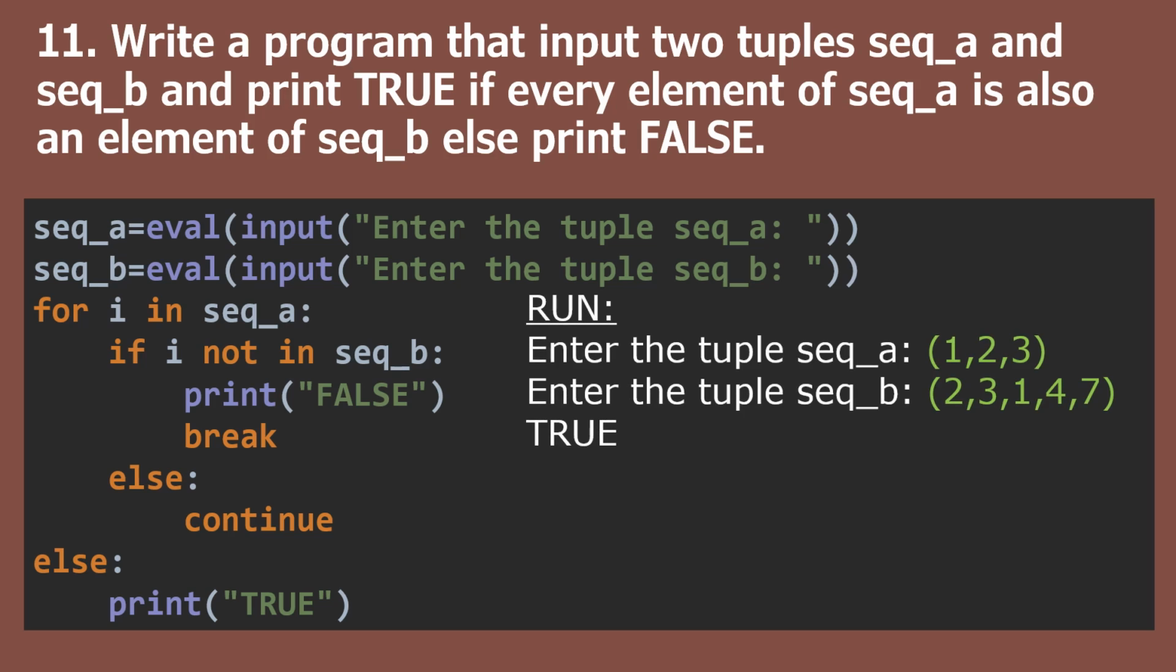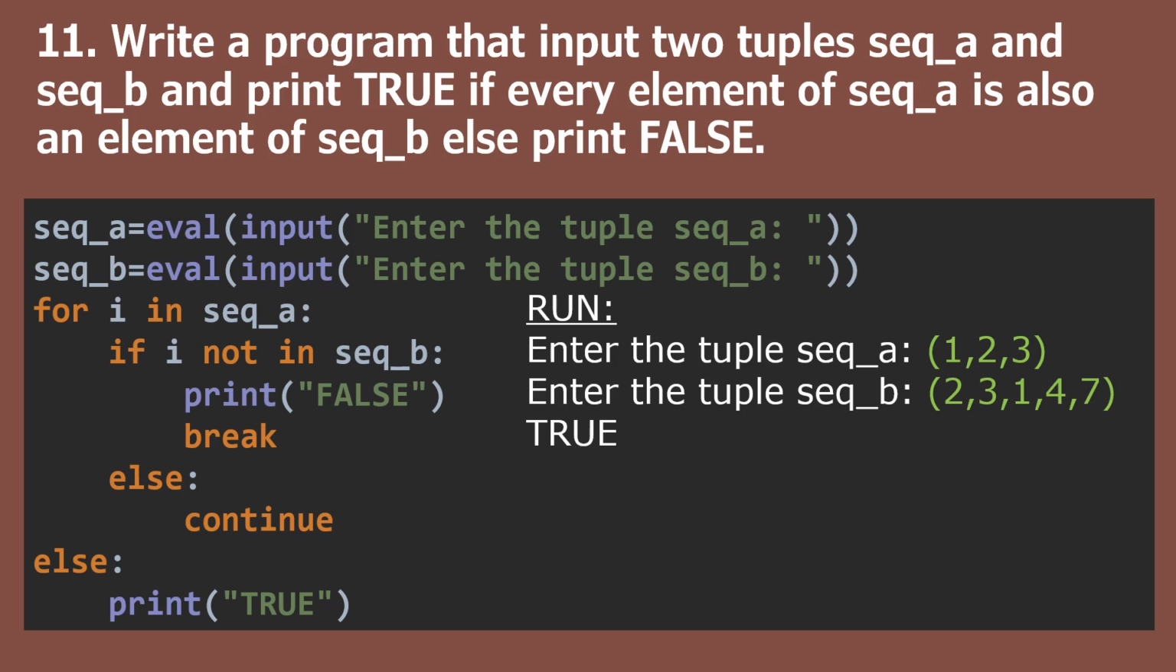Okay, once you run the program, let's say the first tuple has values 1, 2, 3. The second tuple has values 2, 3, 1, 4, 7. Then it is printing True. Why? Because in the first iteration, you can see for i in sequence A, the i value is 1. So it will check whether i is present in sequence B or not, and it will find that 1 is present in sequence B. So it will go to the else part and continue.